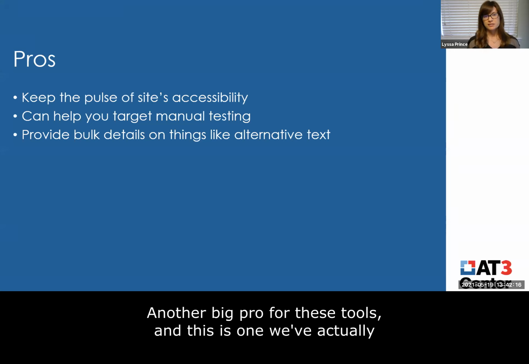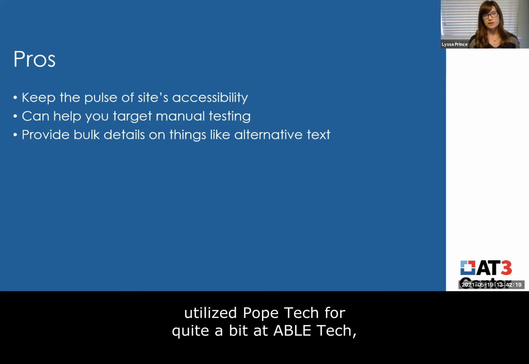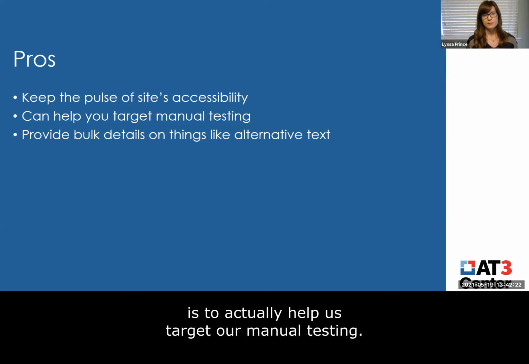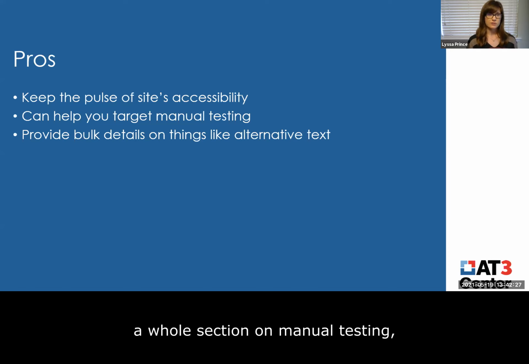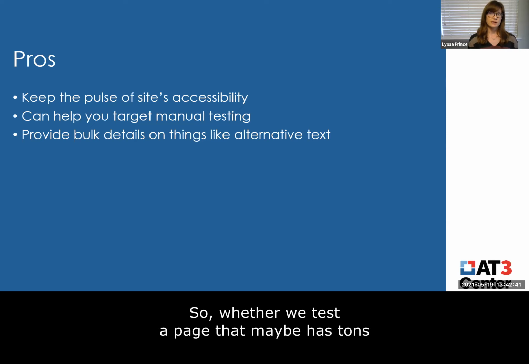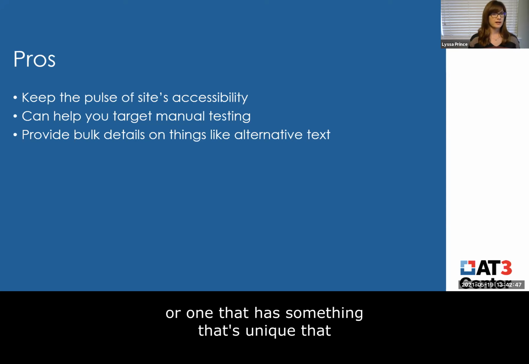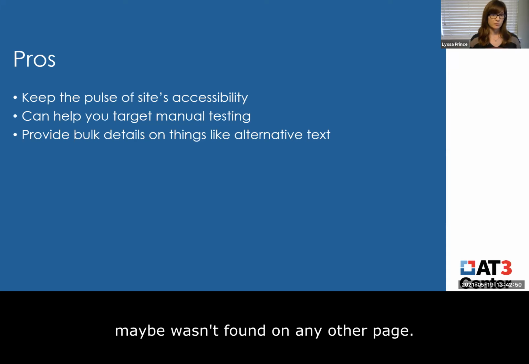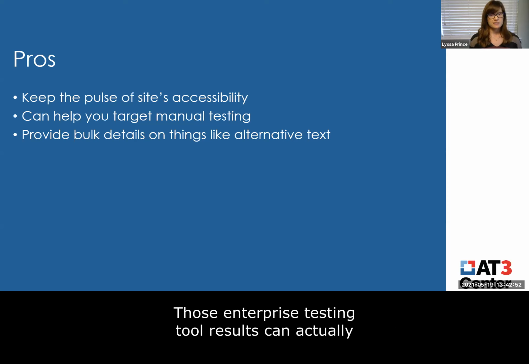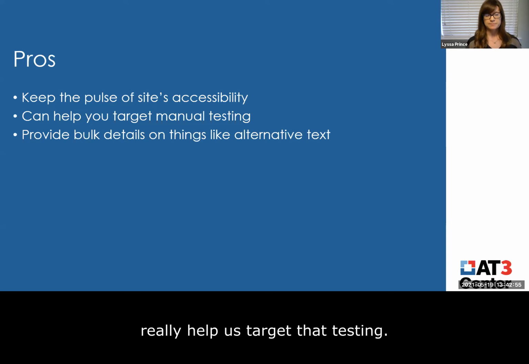Another big pro for these tools, and this is one we've actually utilized Pope Tech for quite a bit at Able Tech, is to help us target our manual testing. Like Marty said, next week we'll have a whole session on manual testing, and these two do go hand in hand. We'll use those big, large scale bulk results to figure out how we should target our testing. So whether we test a page that has tons and tons of errors, or one that has something unique that maybe wasn't found on any other page, those enterprise testing tool results can really help us target that testing.